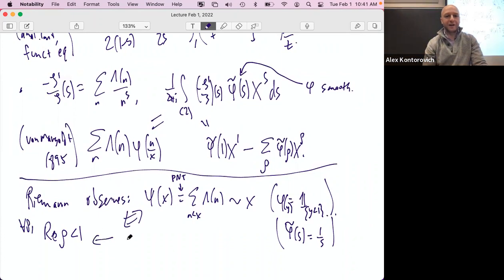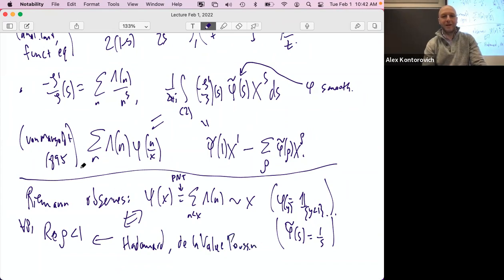And this is what is finally proved by Hadamard and de la Vallée Poussin, independently a year after von Mangoldt gives this version. I don't know if there was a renewed interest in the prime number theorem or something, Gauss's conjecture, but anyway.